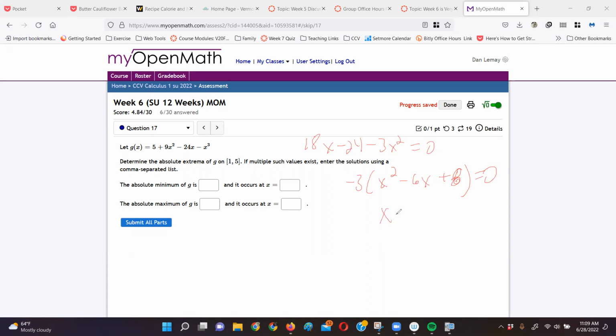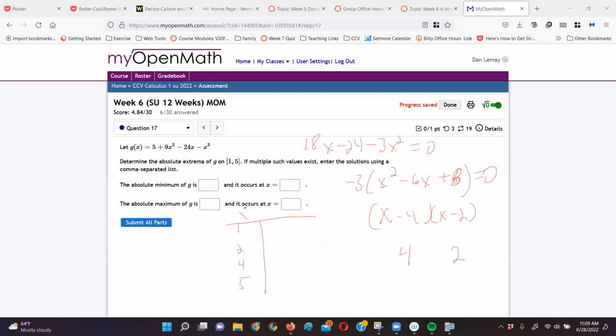So that's going to factor to x and x. And then how about -4 and -2? Because that'll have to multiply to give me +8. So 4 is a critical value, 2 is a critical value, and we've got the endpoints. So 1, 2, 4, and 5.